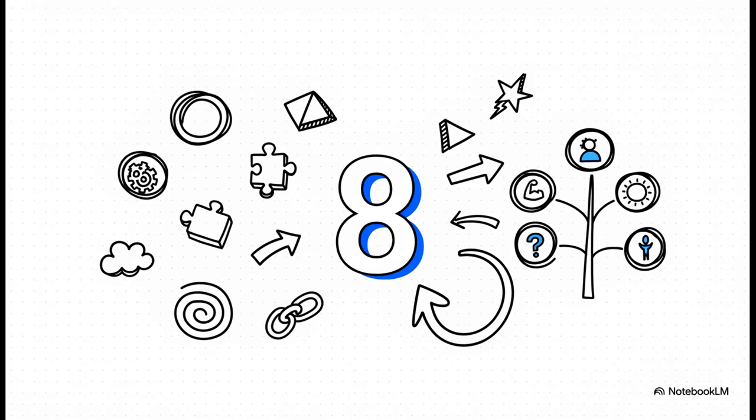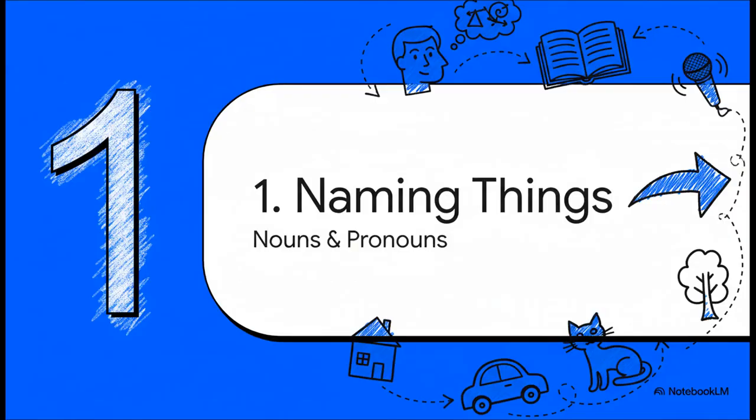Yep, that's it. Every single word in the English language, no matter how simple or how complex, falls into just one of 8 categories. These are the fundamental building blocks of everything we say and write. So, let's start with our first group, naming things. To build any sentence, you have to be talking about something or someone, right? You need a subject, and that is the job of nouns and pronouns.